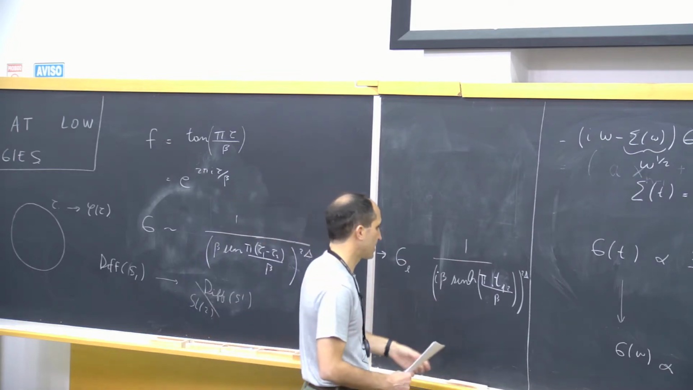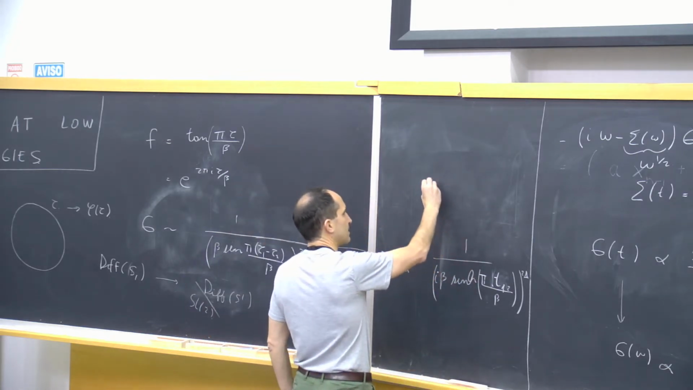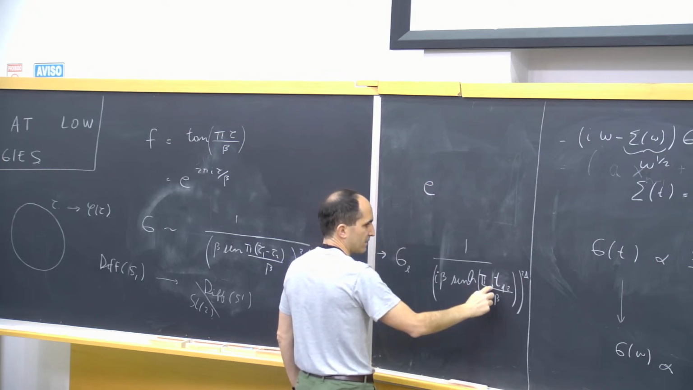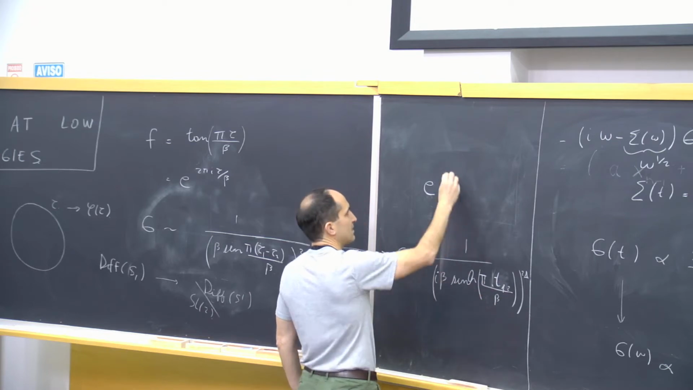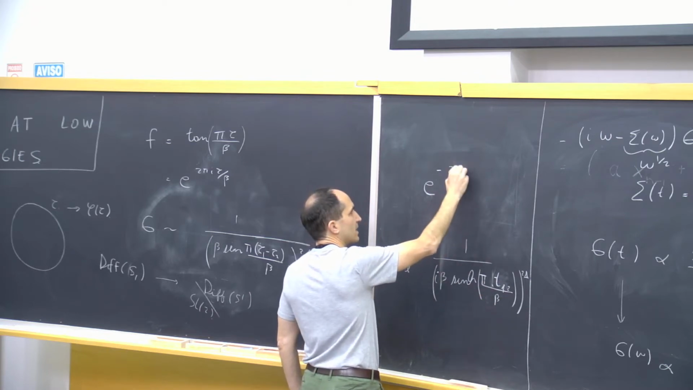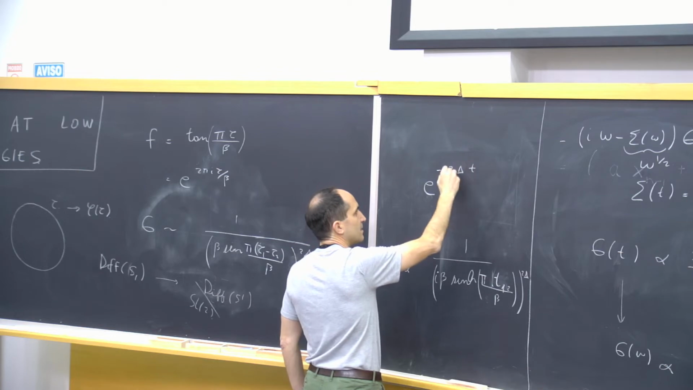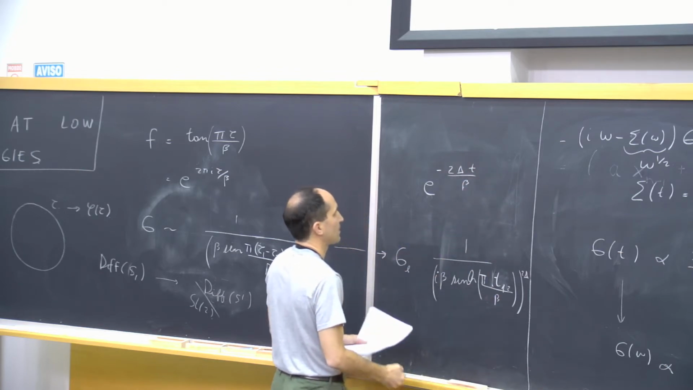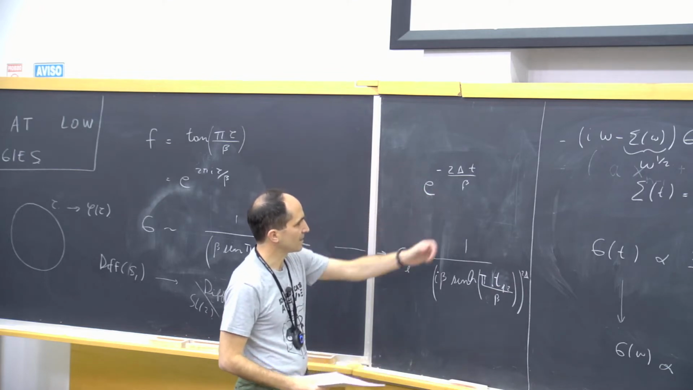Also, this Lorentzian correlator is such that it decays exponentially at late times with a rate. So if we expand this for large times, we find that it goes like e to the minus 2 delta t over beta. This is the behavior for very large times. So it decays exponentially.